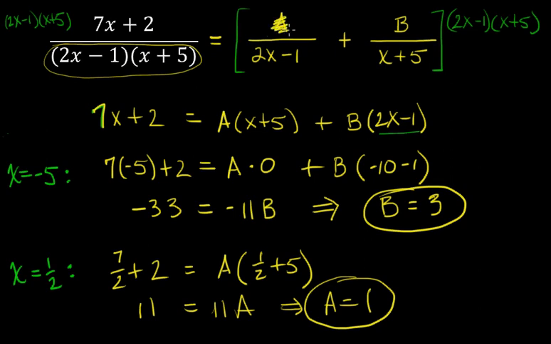Here we can just, this will be 1 and b is 3. So we have our results: 7x plus 2 over 2x minus 1 times the quantity x plus 5 is equal to 1 over 2x minus 1 plus 3 over x plus 5. So you see, it would be very easy to integrate the two partial fractions. It's just going to be natural logs. Very simple natural logs. Whereas if we were given the integral of this quantity, we wouldn't know what to do with it.